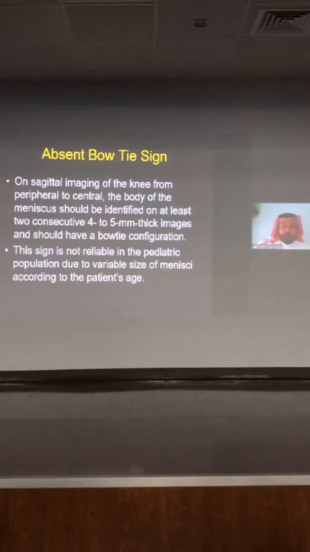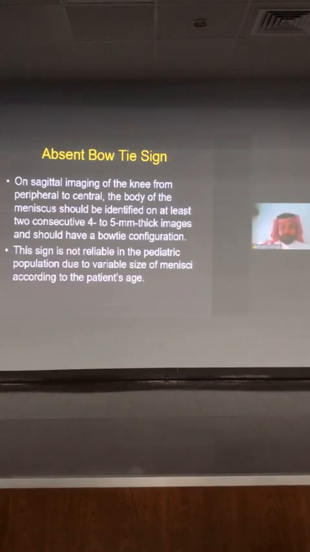Now, the absent bow tie sign is a sign that we usually use. I don't use it that much because it really depends on the thickness of the images. And it indicates if the patient has what we call a discoid meniscus or not. So on sagittal imaging of the knee, from peripheral to central, the body of the meniscus should be seen on at least 2 to 3 consecutive images if the sequences were 4 to 5 millimeters thick. And they should have a bow tie appearance.